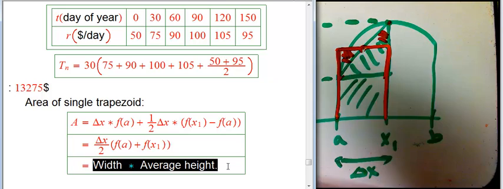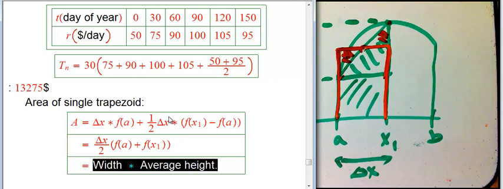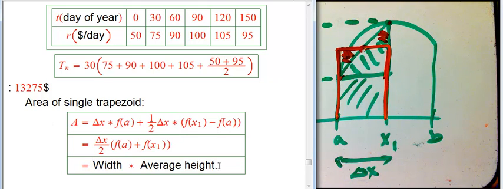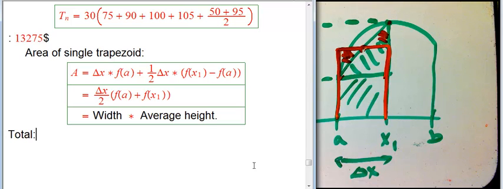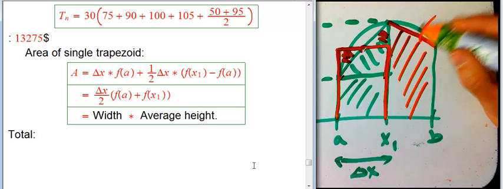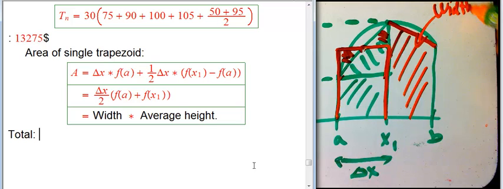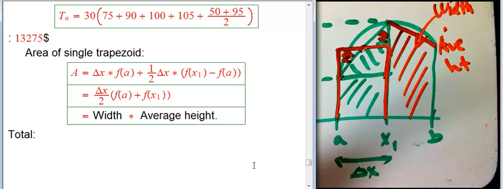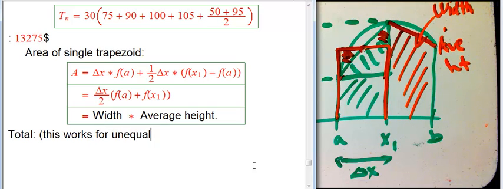This is how I like to express it. This derivation just kind of happens once. Each trapezoid is just width times average height. So the total, if I have a bunch of these, say I have another trapezoid over here that I want to find, I just use the same thing, width times average height. Then I just sum it up. So in general, this works for unequal spacing. This is the key thing.